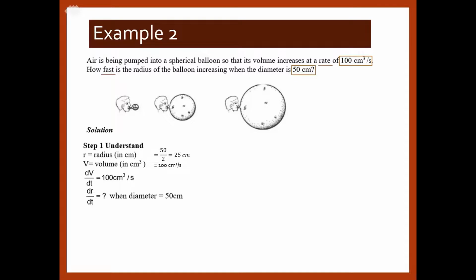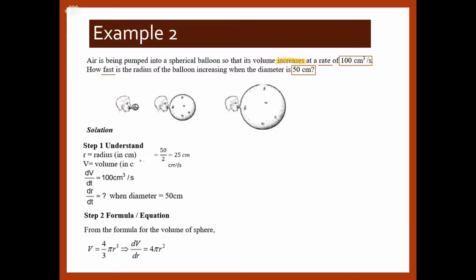To solve the problem, first of all, you need to understand the question. As given, the diameter is 50 cm, therefore the radius, which is denoted by r, is equal to 50 over 2, which is equal to 25 cm. As given, volume increases at a rate of 100 cm³ per second, this can be represented as dV over dt equal to 100 cm³ per second. The question asks to find dr over dt when the diameter is 50 cm. Take note that when you have the word increase, then the answer should be a positive value. But if you have the word decrease, then the answer here should be a negative value.